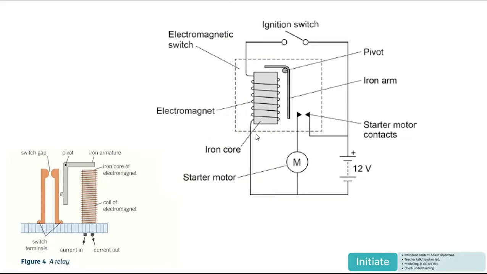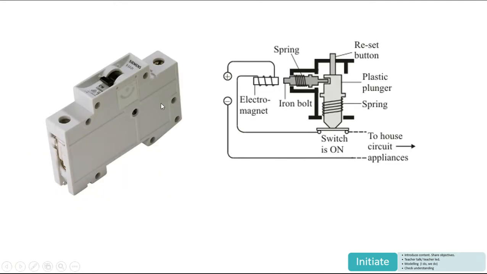Another type of electromagnetic switch, if you like, is a circuit breaker. And by the way, this is a real diagram for a real ignition in a car. You can see it's similar to the diagram there. A little bit more complex wiring diagram there, but we won't worry about that. This is a circuit breaker. Works in exactly the same way, almost.